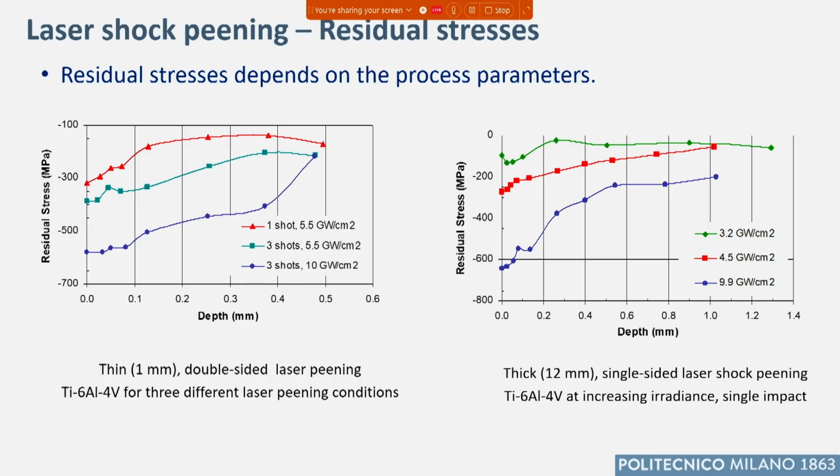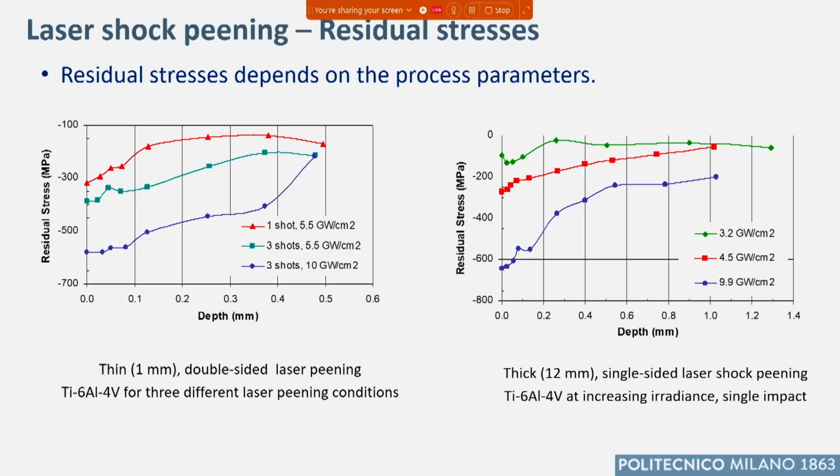In the first case, with the red line, we have 300 in terms of maximum residual stress compression. In the case of 3 shots and 10 gigawatt per square centimeter, the effect is much larger.